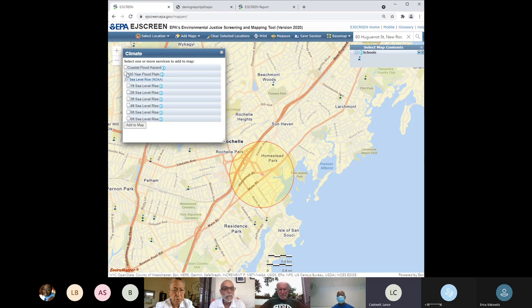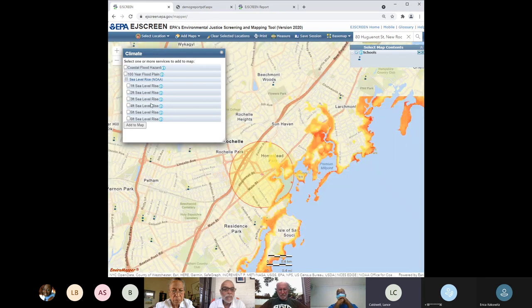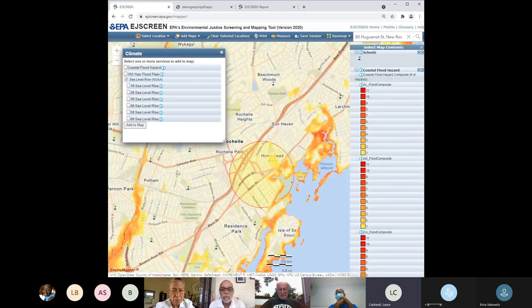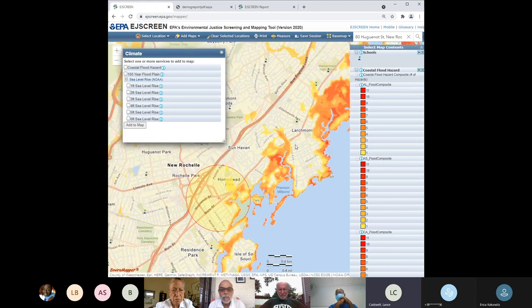I don't know why it's not showing up. You can also look at the 100-year floodplain to see if whatever area you're looking at is within it. And it just finally loaded, the coastal flood hazard zone. So the darker areas have more hazards as defined by NOAA, I believe, is the source of that.